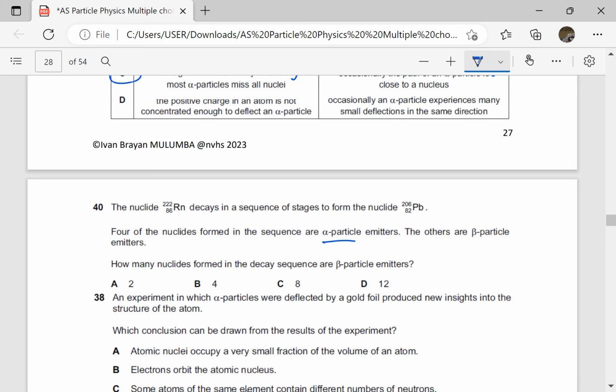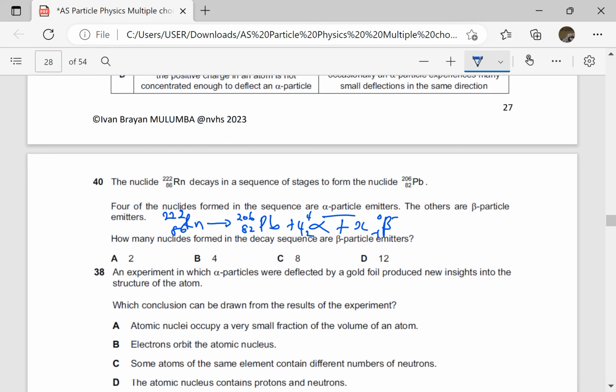So let's see. Rn 222, 86 is going to give us Pb 206, 82 plus alpha particles, because they said 4 of the nuclides formed in the sequence are alpha particle emitters. So there are 4 alpha particles emitted, that is 4 He 4, 2, plus X beta particles. When we say beta particles, that is always beta minus, so 0, -1. So our task is to find X.